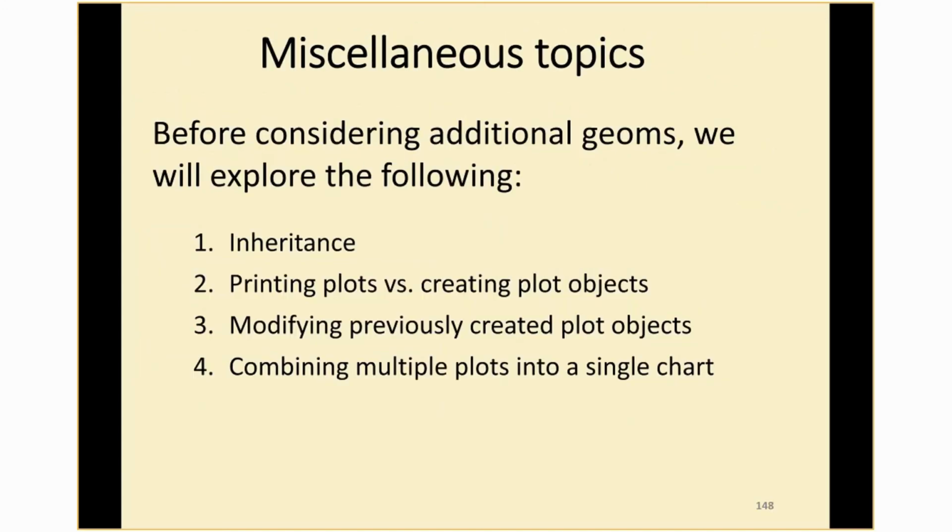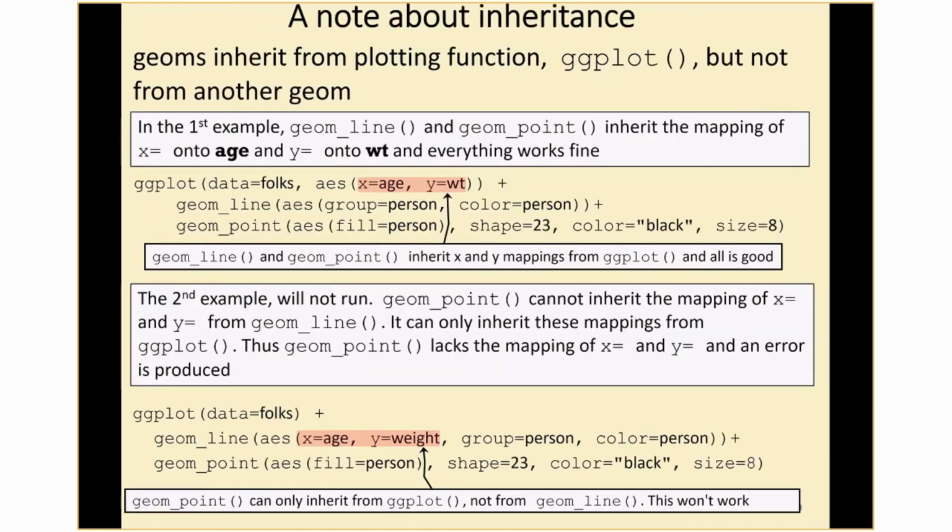Now I just want to go over some miscellaneous topics. I want to talk some more about inheritance, printing plots versus creating plot objects, modifying previously created plot objects, and putting a bunch of plots into a single one. Okay, so inheritance. This is the code that we just saw, and it worked just fine. So what happens is, within the plotting function, you specify the aesthetic mapping, and it's inherited by both the line plot and the scatter plot.